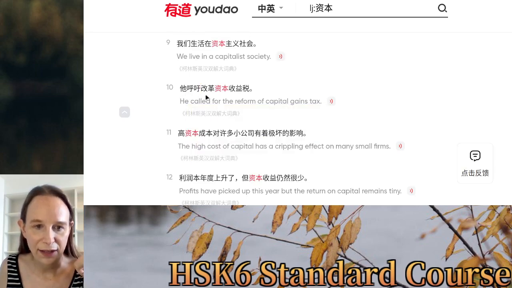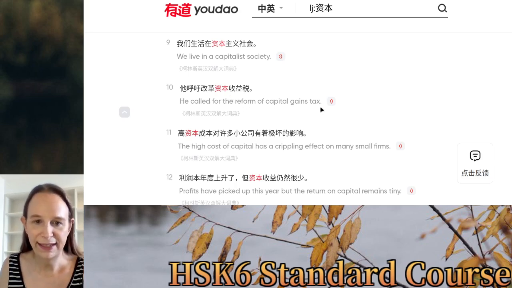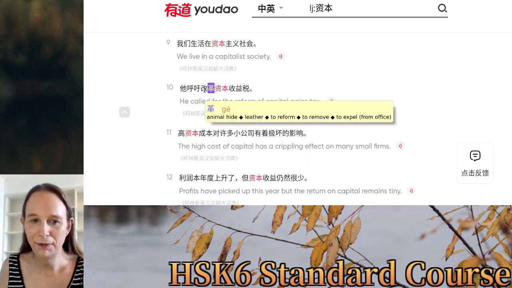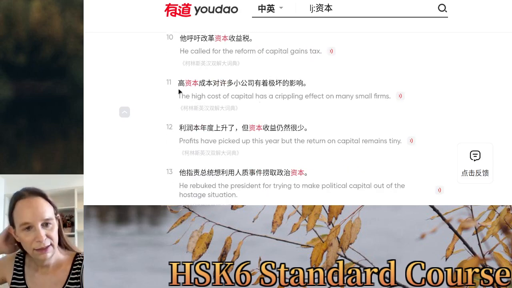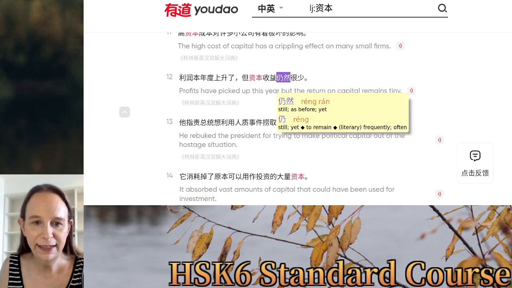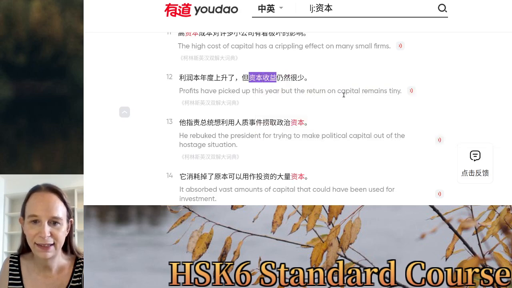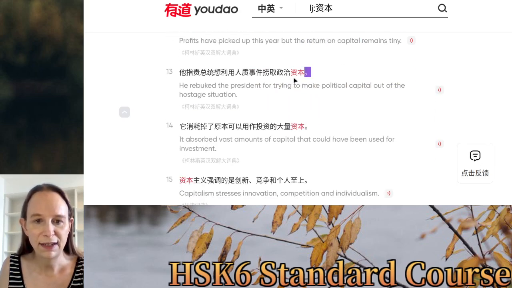他呼吁改革资本收益税. So capital gains tax. Okay. 收益 is gains, I guess, or capital profit tax. So he is appealing for reform to the capital gains tax. That's different. That's not 资本. Then 资本收益. So this is capital gains. 资本收益仍然很少. Return on capital. Oh yeah, that's a good one. Return on capital. 政治资本, political capital.